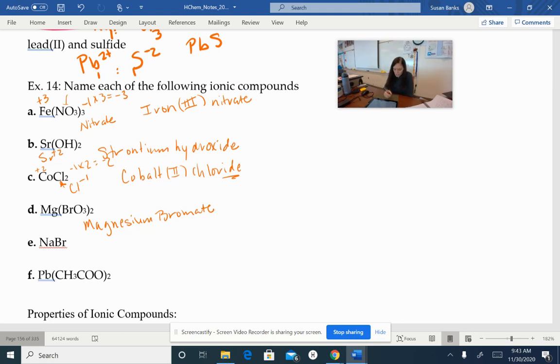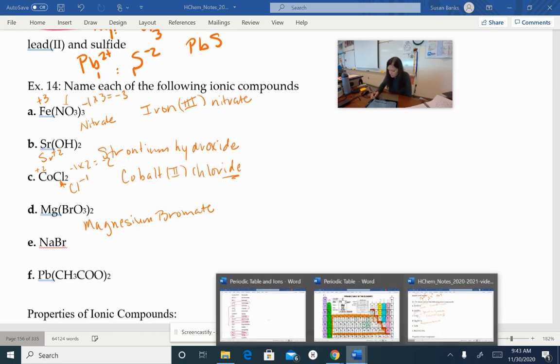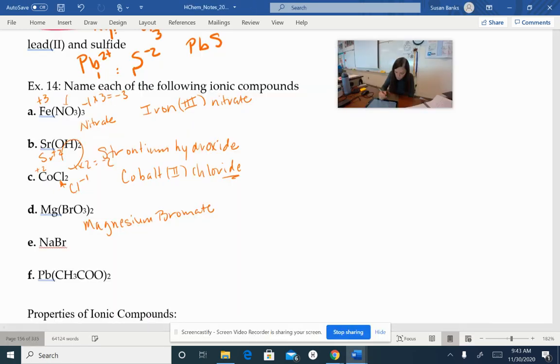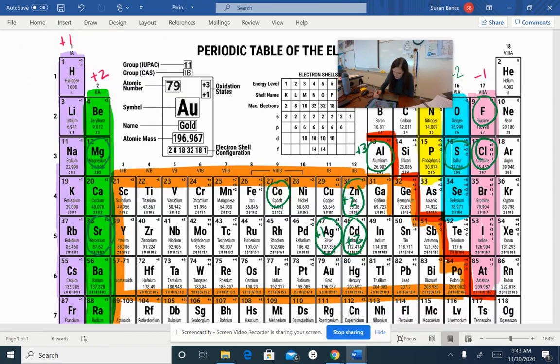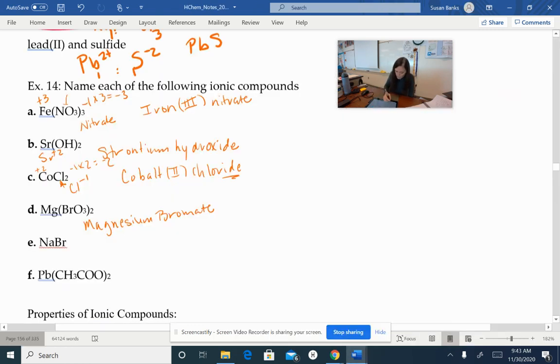All right, sodium. Let's see. Sodium is in our first column. So we don't need Roman numerals. Oops, that did not circle. And then we have bromine right here, which is in our negative 1 column. Now remember, when we do a nonmetal, we use the root. So the root of bromine is brom. So bromide. Remember, when we have a nonmetal, we have to add in IDE.